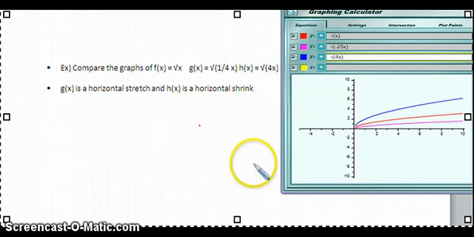Alright, I'm going to invite you to pause the video and draw the 3 graphs that I have on the screen as well. Just so you know, the red graph is the parent function graph. This time it's the square root of x.